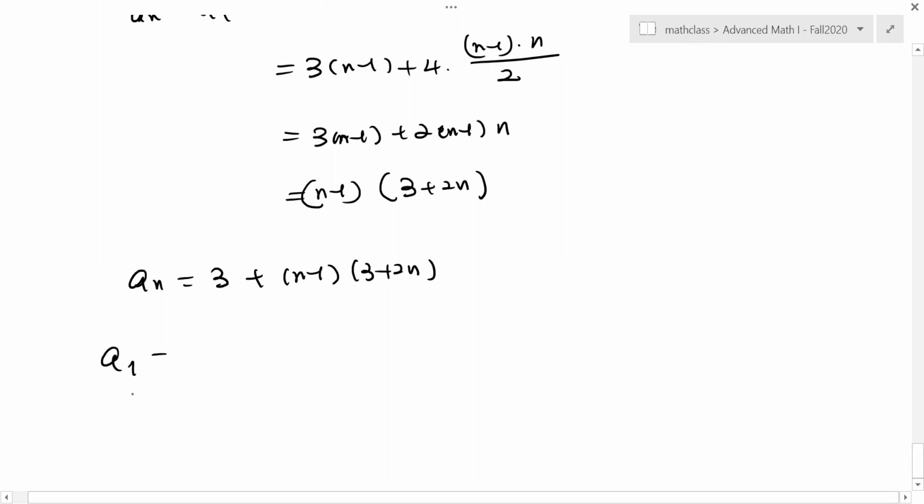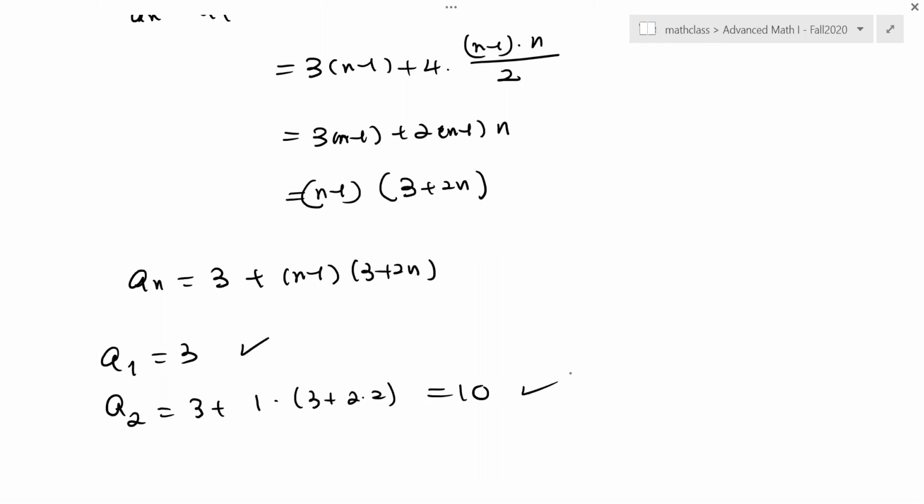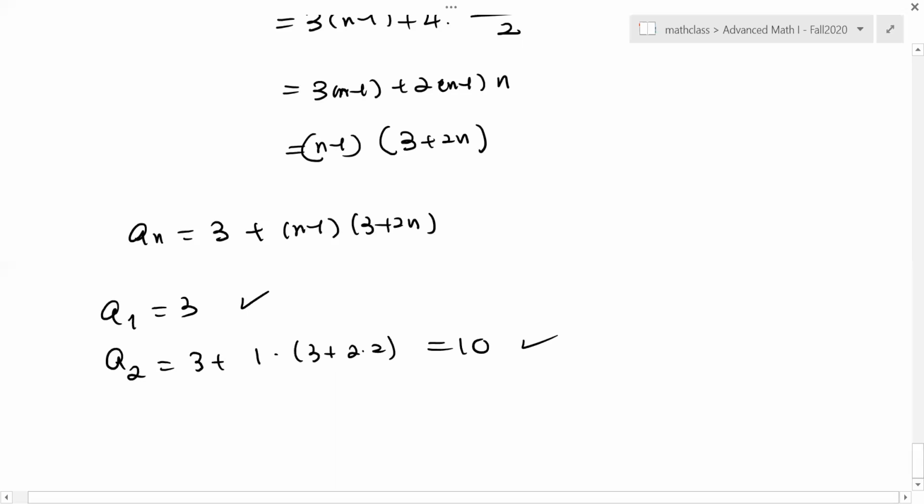It's a 3. A2 is going to be 3 plus 1 times 3 plus 2 times 2. So 4, 7, so it's going to be 10. Yeah, it matches. So we stop here. You don't need to continue. Okay. So this is a formula. And then using this formula, you can get any term you want, not only just the next term.